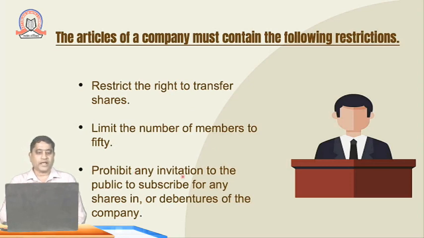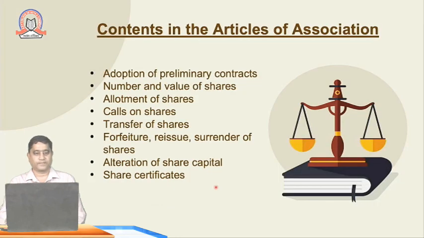It should prohibit any invitation to the public to subscribe for any shares or debentures of the company or any type of public deposit. Coming to the content of Article of Association, what should be there? It should adopt the preliminary contract. In the Article of Association, it should mention that all the preliminary contracts have to be adopted. The number and the value of the shares should be mentioned. The way in which the allotment of the shares has to be done has to be also specifically mentioned.